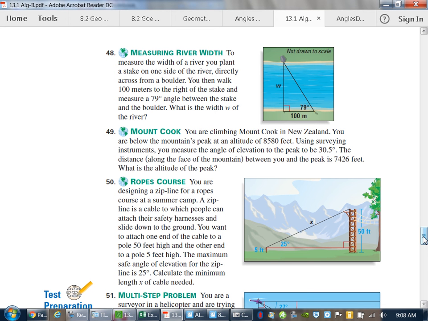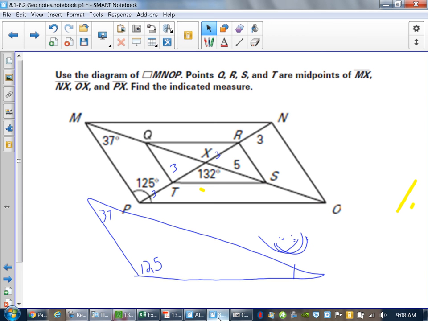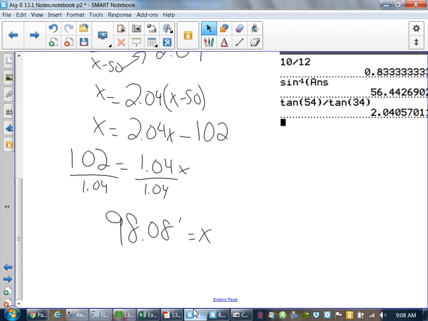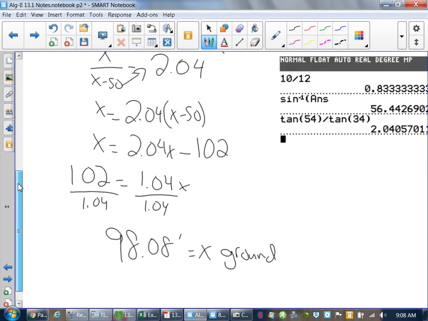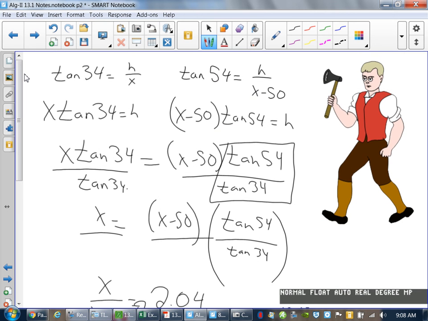Wait, Murphy, when we found x, was that actually the height of the tree, or was that just on the ground? Oh, the x value for us in this case was ground. That's ground, sorry. And then you just substitute back in and multiply that by the tangent of 34 to get height.